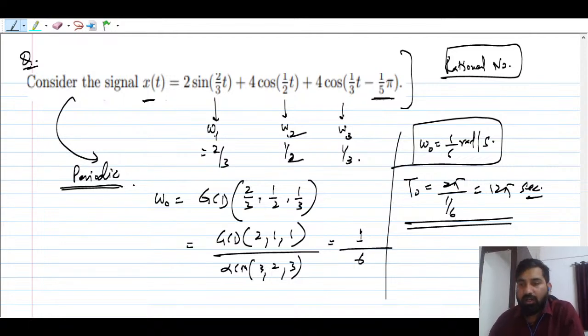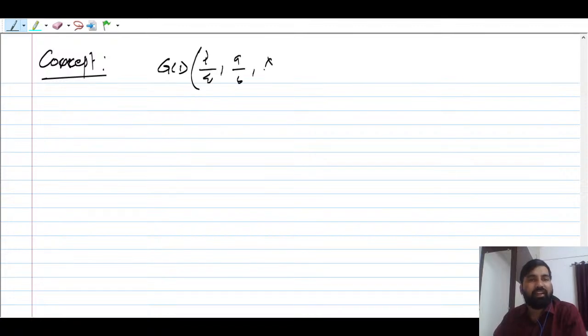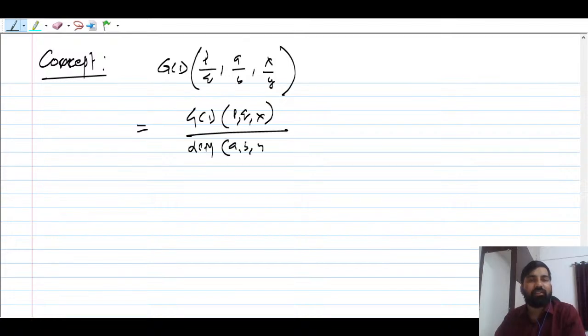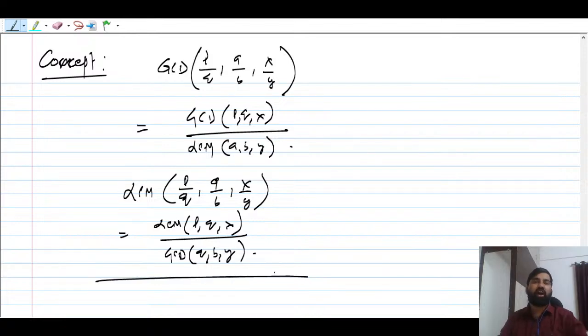Always remember these concepts. How to find the GCD of P by Q, A by B, and X by Y: first take the GCD of the numerators P, Q, X, and the LCM of the denominators A, B, Y. And suppose you have to find the LCM of P by Q, A by B, and X by Y. If you are finding the LCM of fractions, first take the LCM of the numerators, then take the GCD of the denominators. This is how you can find the time period.